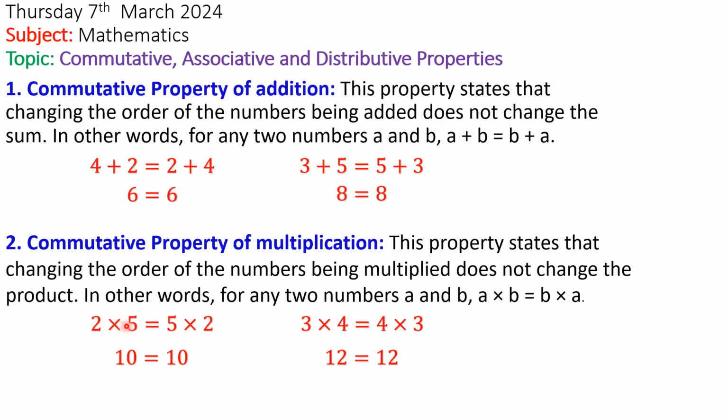The same thing with multiplication. 2 times 5, what is that? 10. What is 5 times 2? 10. Good. So the way we order them when we multiply doesn't matter, right? So that's what the commutative property of multiplication states. You understand that? Yes, sir. Good.